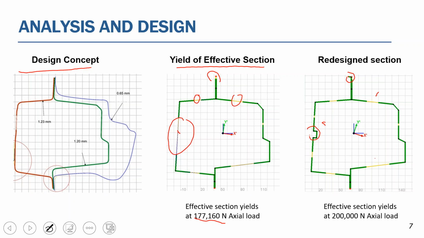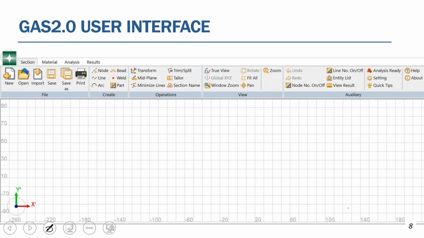And of course, there's other things we would maybe want to do to this section to make it more fully effective. But one of the important things here is GAS will tell us how much we improved that section. So this is the whole idea behind GAS. It's the reason to use it. Let's take a look at the user interface.